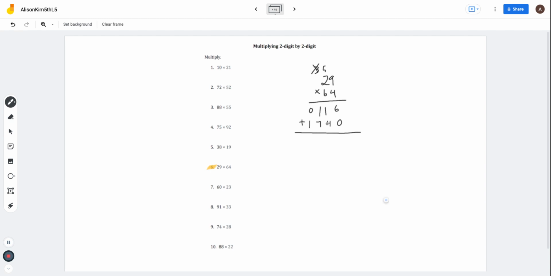And as we see that all my numbers are lined up, so I'm just going to add them. 6 plus 0 is just 6. 6 plus 0 is just 6. 1 plus 4 is 5. 1 plus 7 is 8. And 1 plus 0 is just 1. So our final answer would be 1,856. And that's it. So when you're multiplying, just make sure you put this placeholder and that you add correctly.